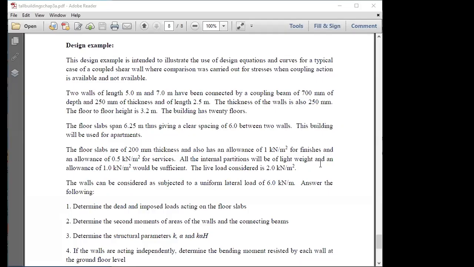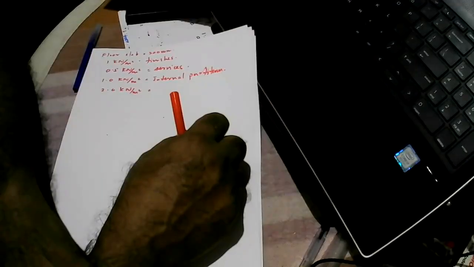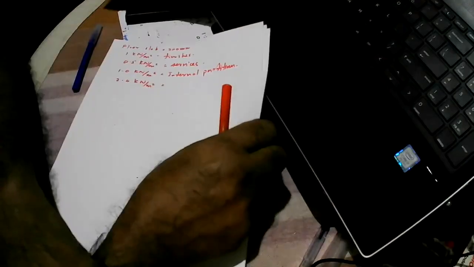And the first question is, determine the dead and imposed loads acting on the floor slabs. So first we'll do this calculation. Determine the dead and imposed loads acting on the walls transferred from the slabs.